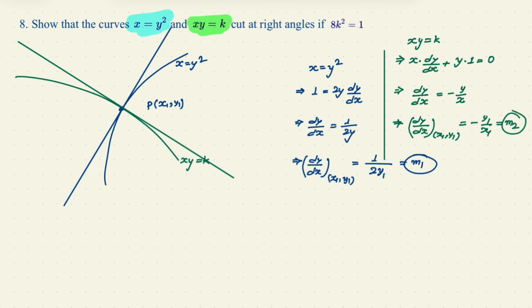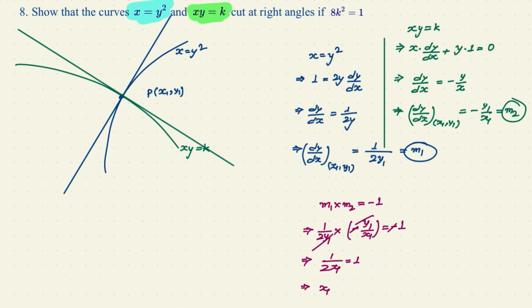Now since these two tangents are perpendicular to each other, the product of their slopes will be minus 1. So this is the concept from geometry only. So the value of m1 is 1 by 2y1 into the value of m2 is minus y1 by x1, which will be equal to minus 1. So here y1 and y1 got cancelled, this minus and minus got cancelled. So here it will be 1 by 2x1 equals 1, and hence the value of x1 equals 1 by 2.